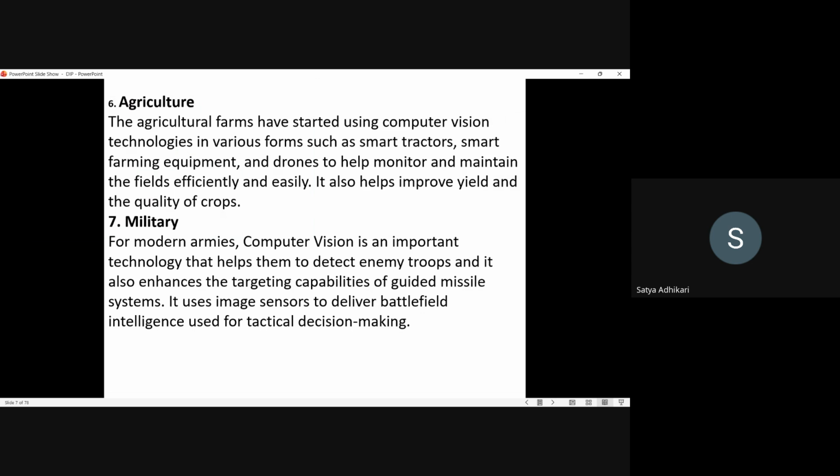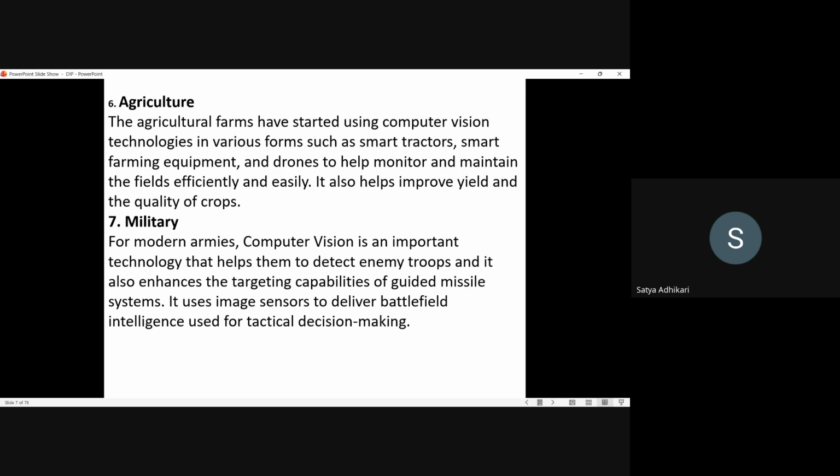This is also used in agriculture. In agriculture, farms have started using computer vision technology in various forms such as smart tractors, smart farming equipment, and drones to help monitor and maintain the field efficiently and easily. It also helps improve the yield and quality of crops. Smart tractors, smart farming equipment. So nowadays, using modern technology, different types of agricultural powering devices are used. The drones also help monitor and maintain the fields efficiently and easily.